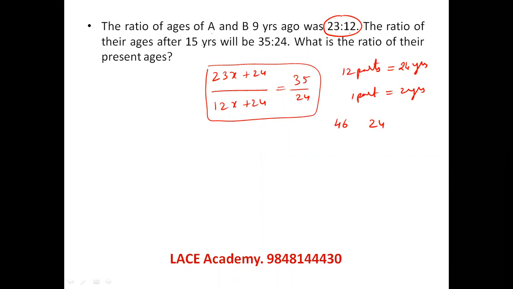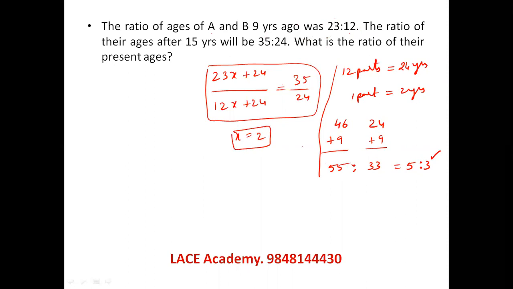Now present is asked. So 9 years ago, present means each person becomes plus 9, plus 9. So they'll become 55 and 33. So their present ages become 55, 33, whose ratio is 5 is to 3. But this is possible only because of the advantage given here, both of them are increasing by the same number of parts. If that is not given, then we would have gone for this. From this, you can find the x value, which actually you may be getting as x equal to 2. Once you get the x value, you have to find out their ages 9 years ago and then plus 9 you can do.